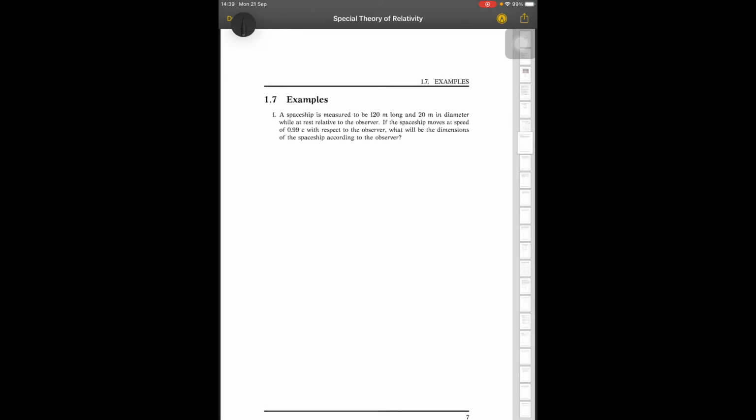This is a simple and straightforward question in which we only have to apply the length contraction formula. We need to remember that only the dimension parallel to the motion of the spaceship will change. So the diameter of the spaceship will not change. The length will be equal to L upon root of 1 minus v square by c square, which is equal to 120 upon root of 1 minus 0.99 squared, which comes out to be around 17 meters.